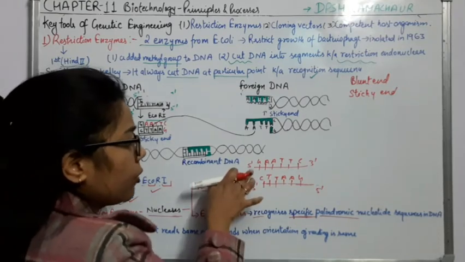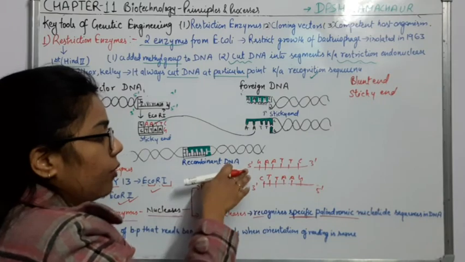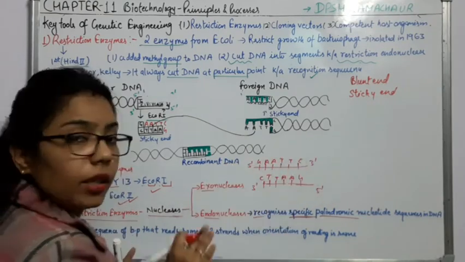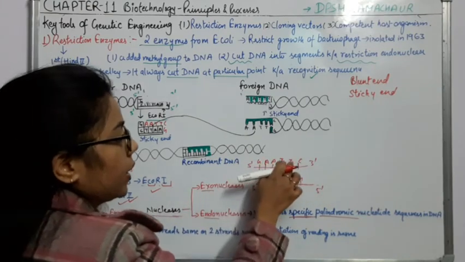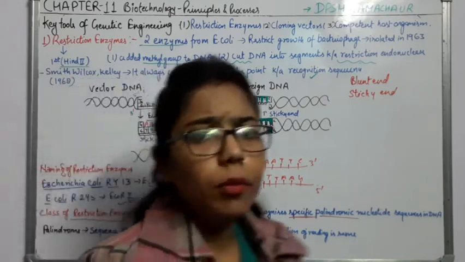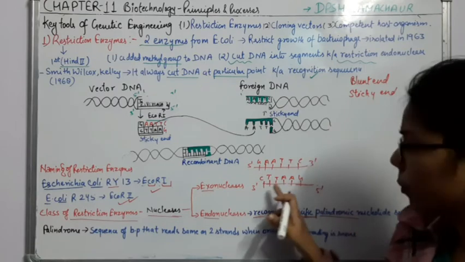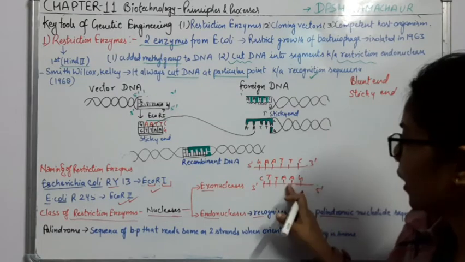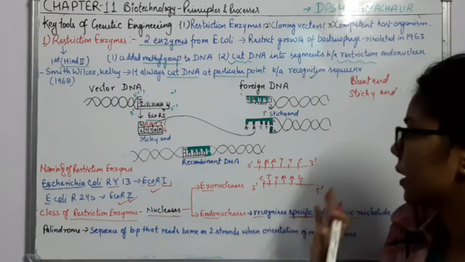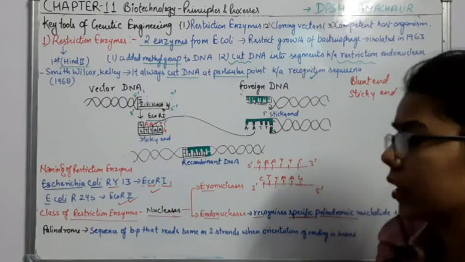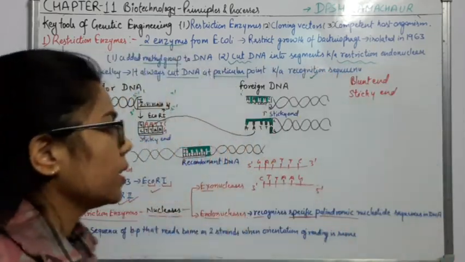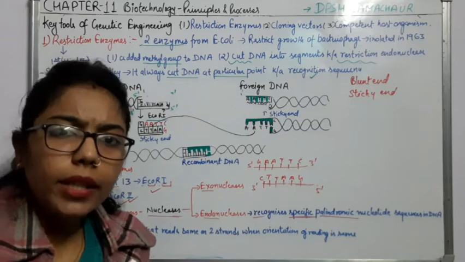If I move from 5 prime to 3 prime end here, G, A, T, T, C. Now if I move from this side and read these sequences from here also, it will be the same. G, A, T, C. There will be no change. So these types of sequences are known as palindromic sequences.